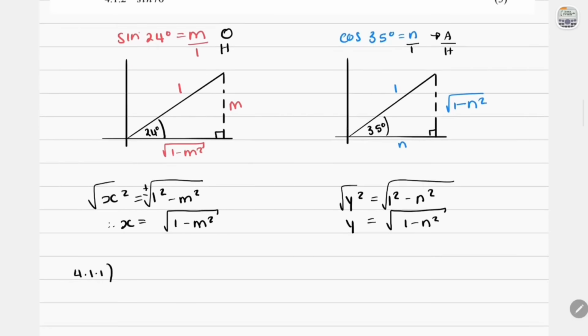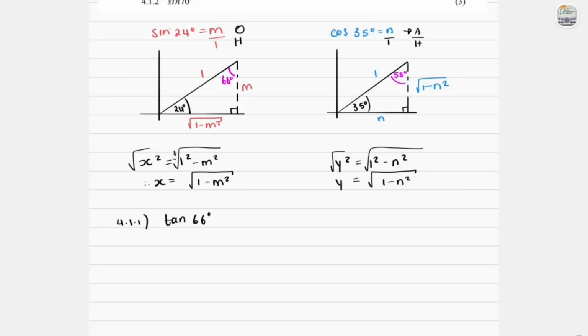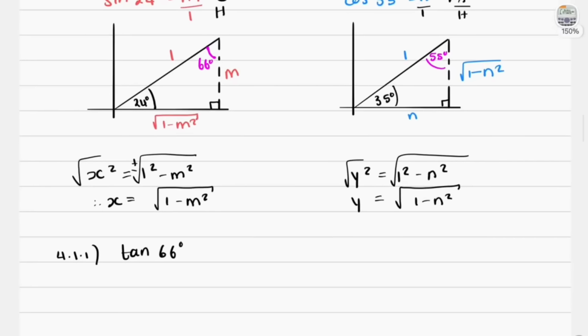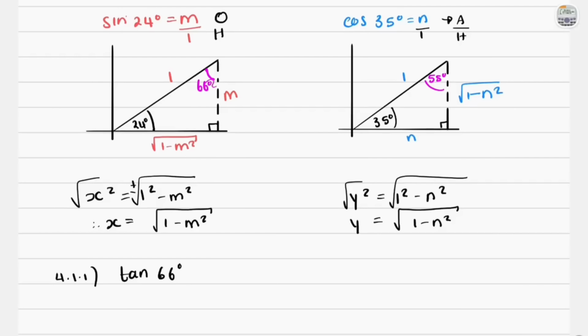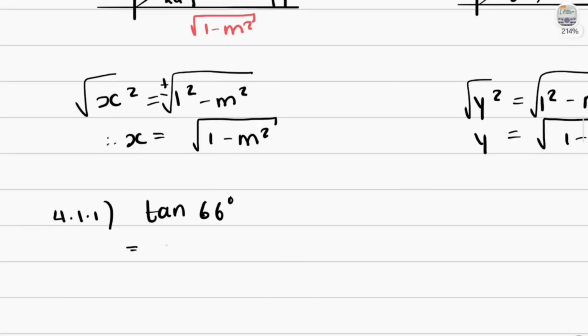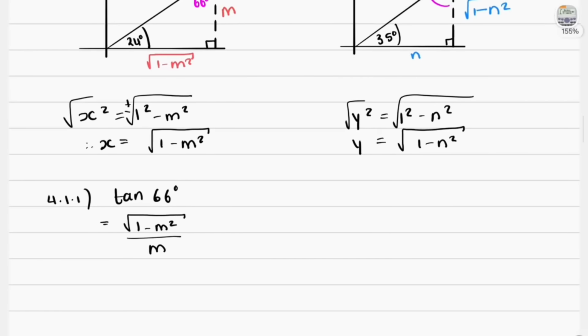4.1.1 asks for tan 66 degrees. Okay, so let's find the value of tan 66 degrees. Tan 66 degrees will be found by focusing on 66. And remember that tan from SOHCAHTOA is TOA, so opposite over adjacent. So we're looking at 66 degrees, and which side is opposite this angle? The side opposite this angle would be this square root of 1 minus m squared. And then the side next to this angle is the m. So this is simply equal to the square root of 1 minus m squared over m. And that is our answer over there.